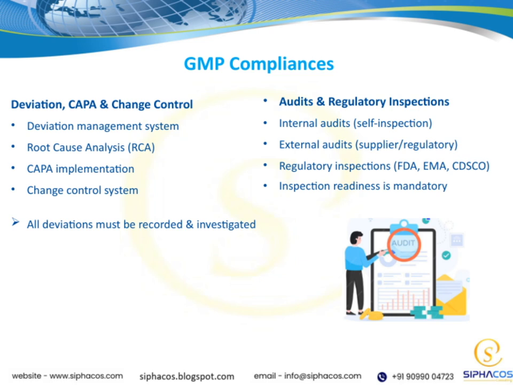Additionally, change control systems ensure that any modifications to processes or procedures are properly evaluated and approved before implementation, helping us avoid unintended consequences. Overall, these systems work together to uphold GMP standards, ensure product quality, and maintain compliance with regulatory requirements.